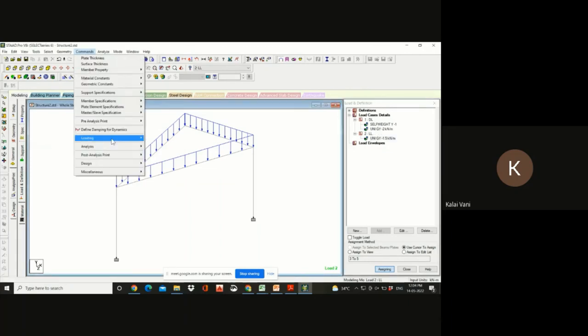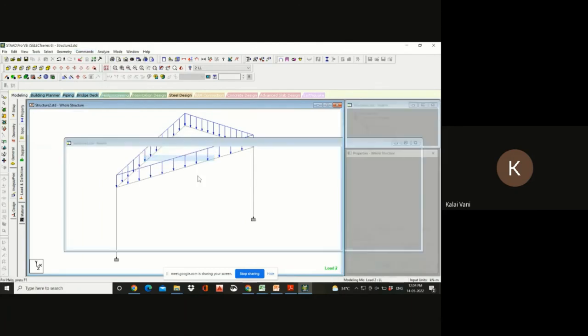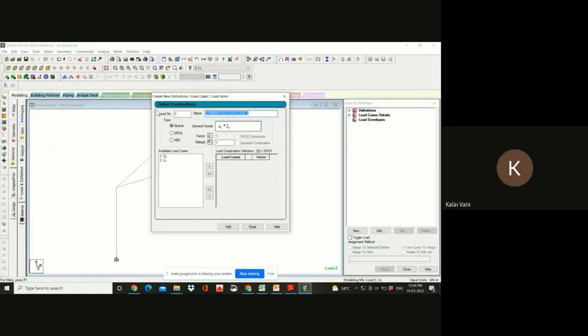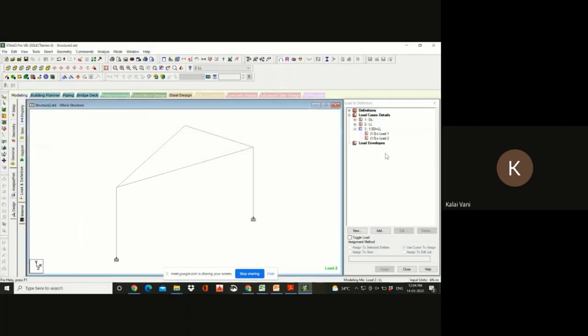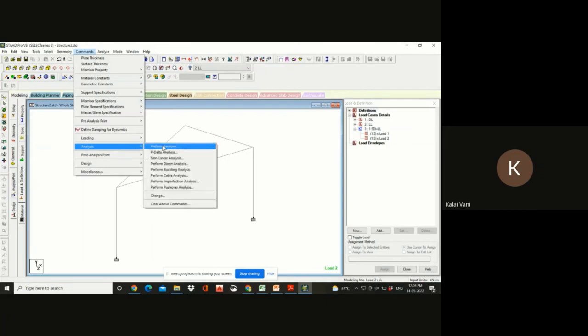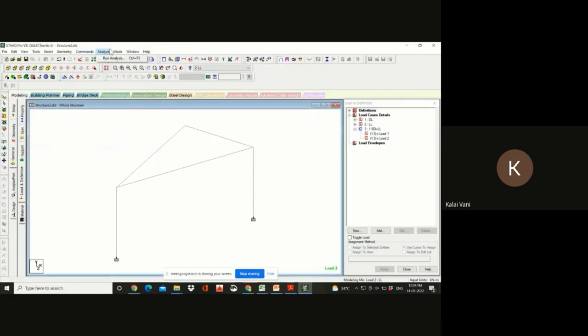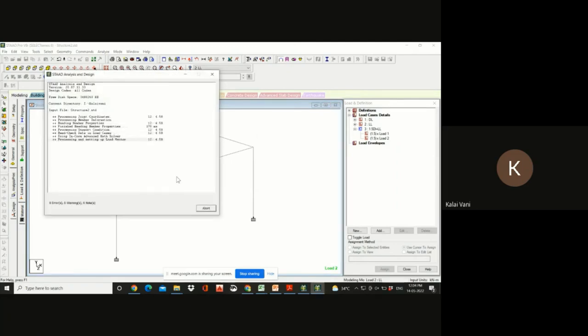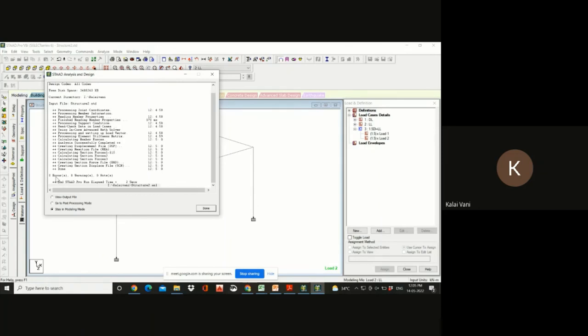And again, go to commands. You can go for your load combinations. For your understanding, you can have it as 1.5 times dead load plus live load. So here, available load case is dead load, move to this side. Available load case is live load, move to this side. Here the load factor, you have to change it as 1.5 and 1.5. Right? It will automatically be included in your structure. And next, go to command again. Here under analysis, perform analysis, just give okay. And go to analysis, run analysis, save. The program is running. So here you can see zero errors and zero warnings.